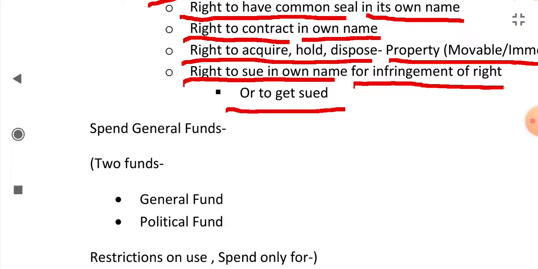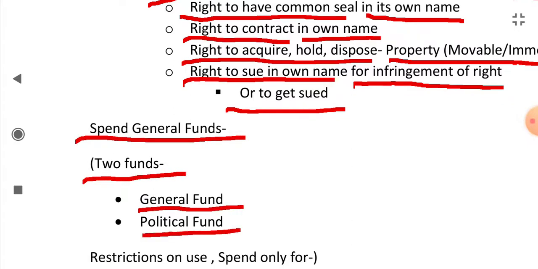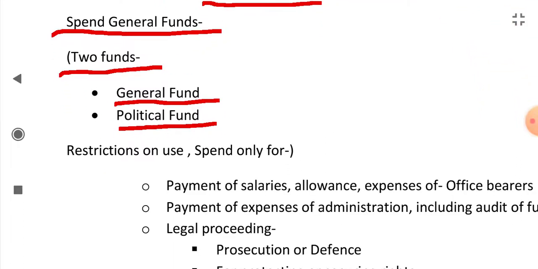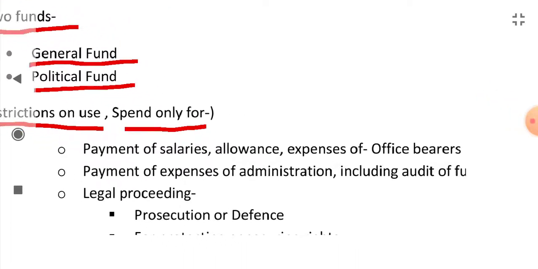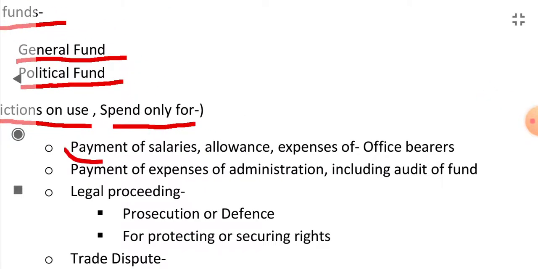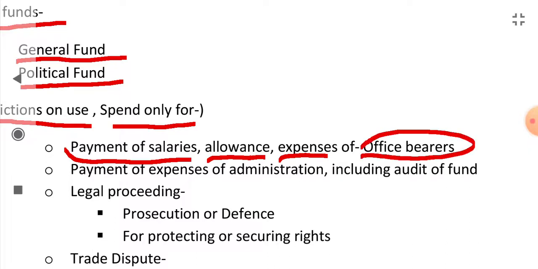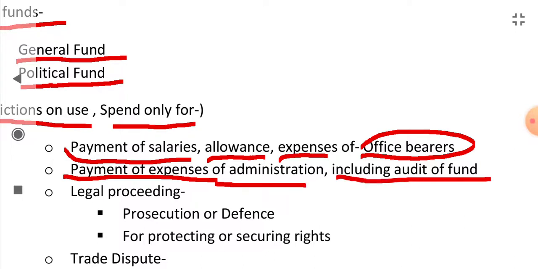The registered trade union gets the right to spend general funds. There are two types of funds: general fund and political fund. There are restrictions on the use of general funds. They can be spent only for payment of salaries, allowances, and expenses of the office bearers, and payment of expenses of administration, including the audit of the fund.